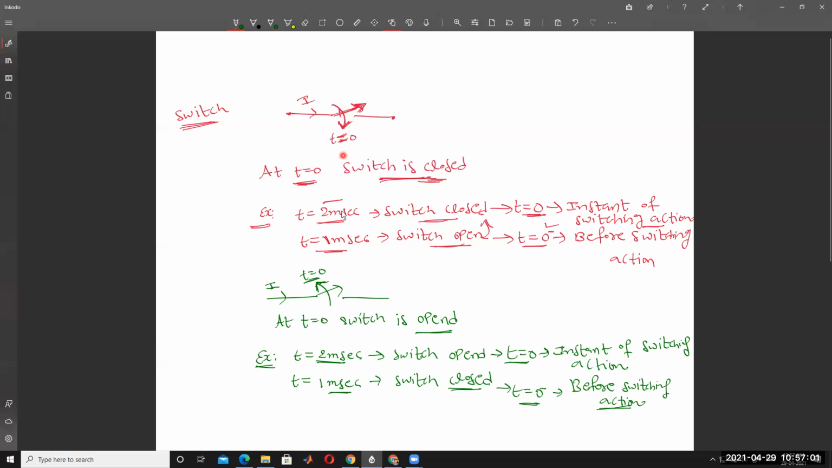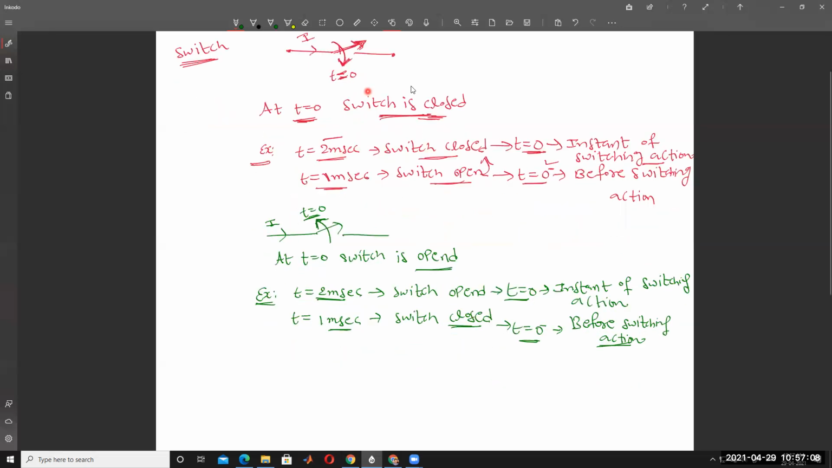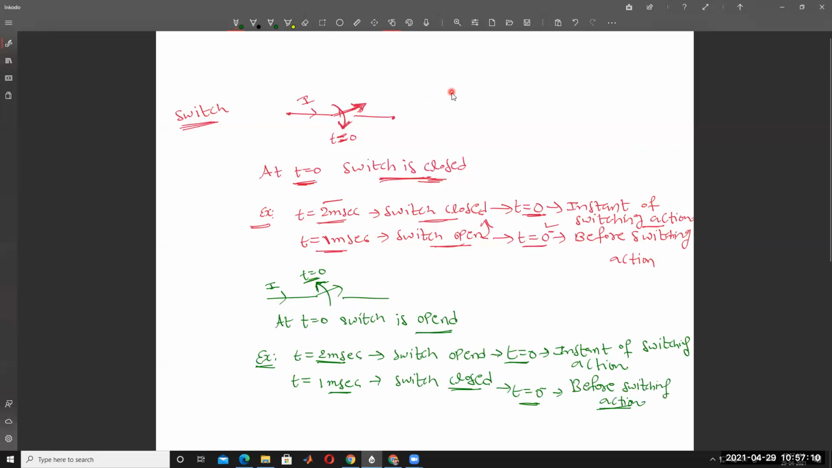These are the two different types of switches. The representation of the switches is like this. Here, time t is equal to 0 is called the transient period. Time t is equal to infinity is called the steady state period.